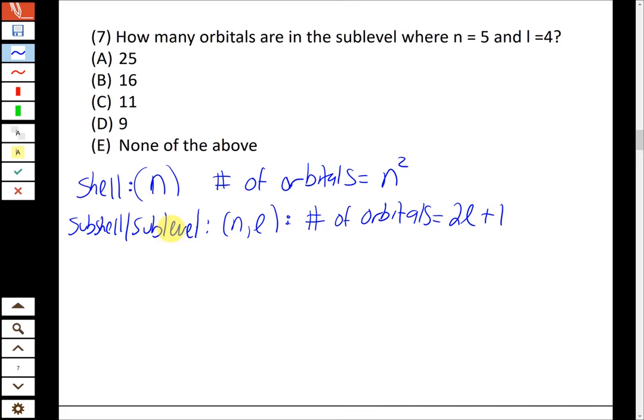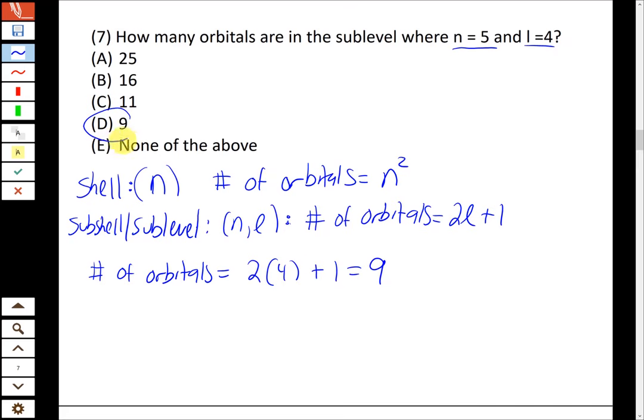In this case, we're talking about a sublevel, and we're given an n and an L value. So in this case, we don't even need to worry about the n value. We're just going to use the value of L. So for this particular problem, the number of orbitals will be given by 2L plus 1, which, with L in this case being 4, comes out to 9. So there'd be 9 orbitals in this sublevel here.